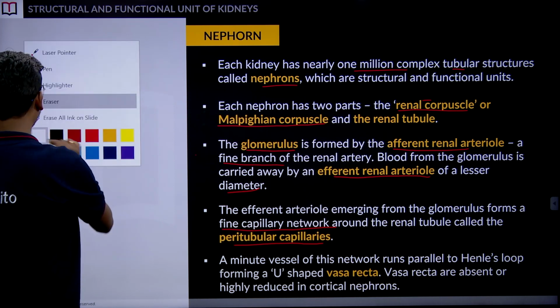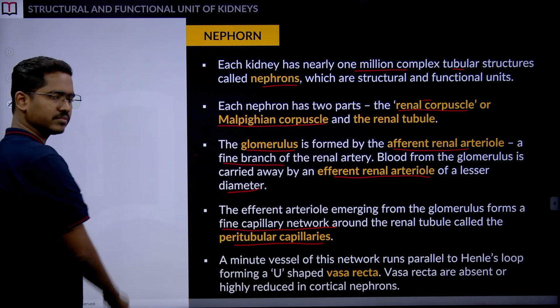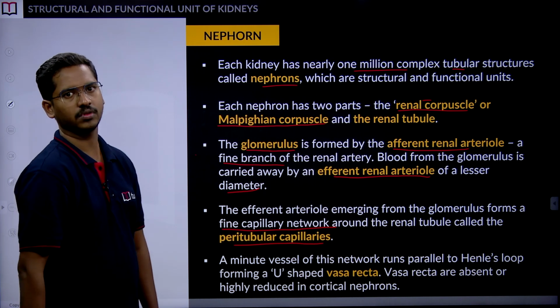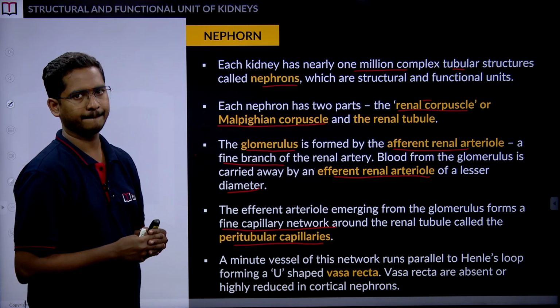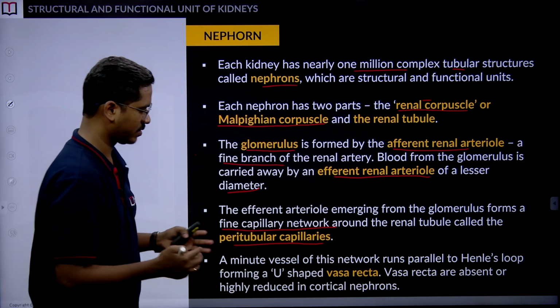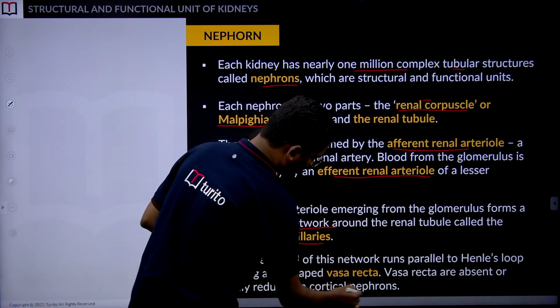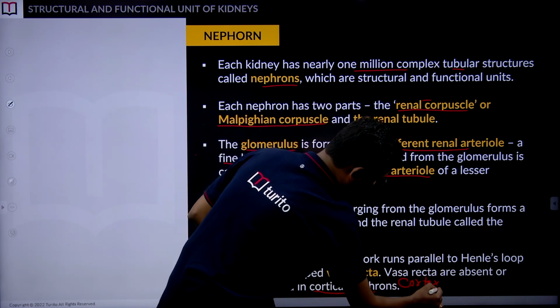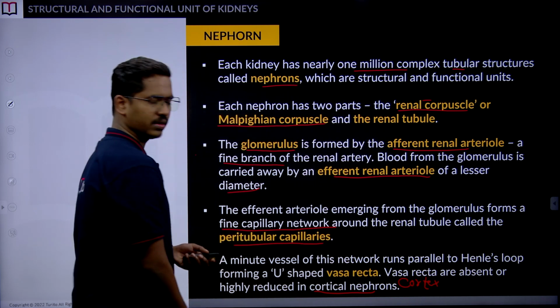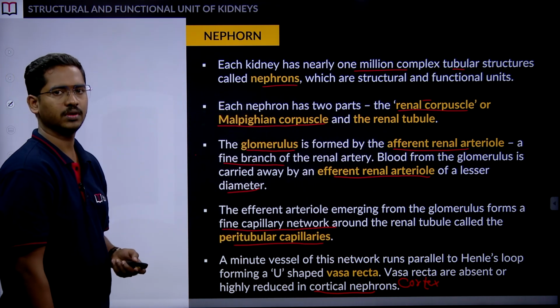Who will tell what are cortical nephrons? Where can we see the presence of the cortical nephrons? It is quite simple. Some of you have already answered. We get to see the cortical nephrons in the cortex. That is where we see their presence.